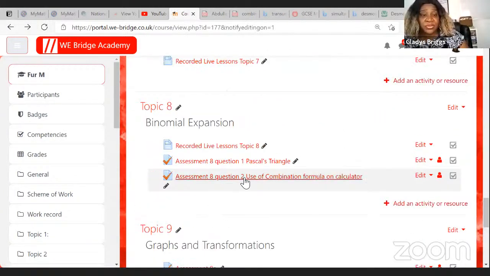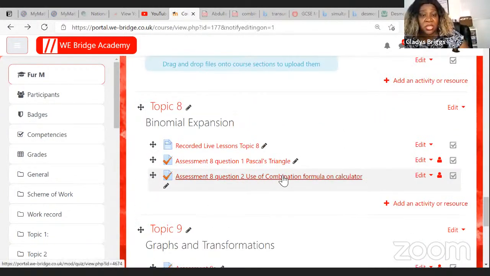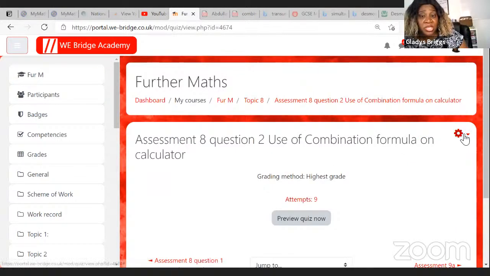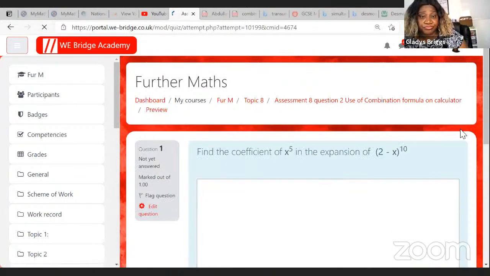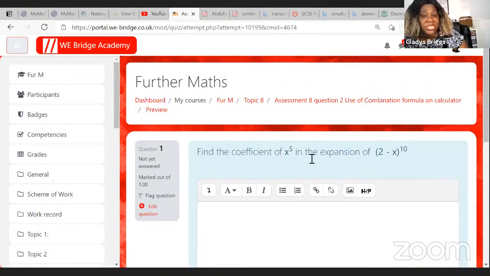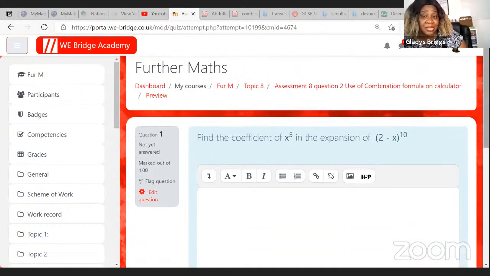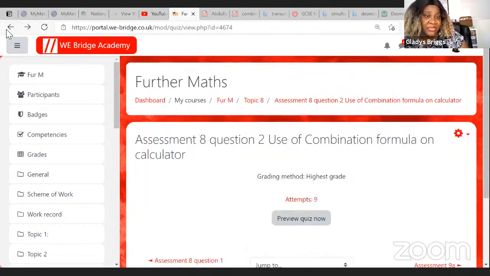And then you had to do it using the combination formula to work out the coefficient of x to the power of 5. The same problem, but using the combination formula. And I taught you this in class. Okay, let's have a look.